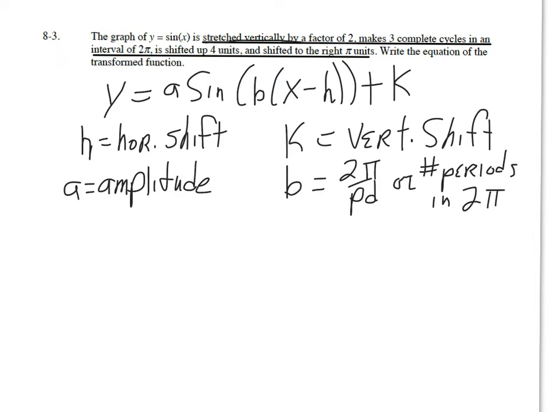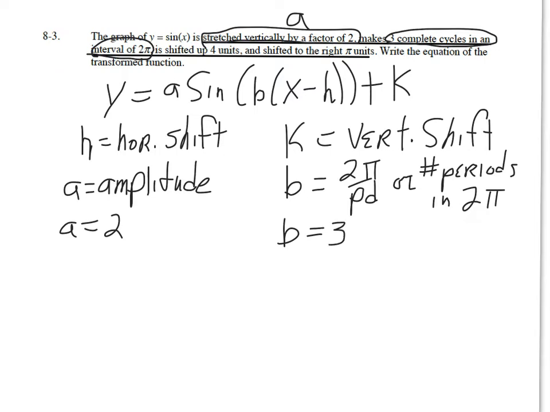Stretched vertically by a factor of 2. A equals 2. Makes 3 complete cycles in 2 pi. B is the number of periods or cycles in 2 pi. So B equals 3. Shifted up 4. Vertical shift, K, equals 4. And shifted to the right, pi over 2. So just pi.